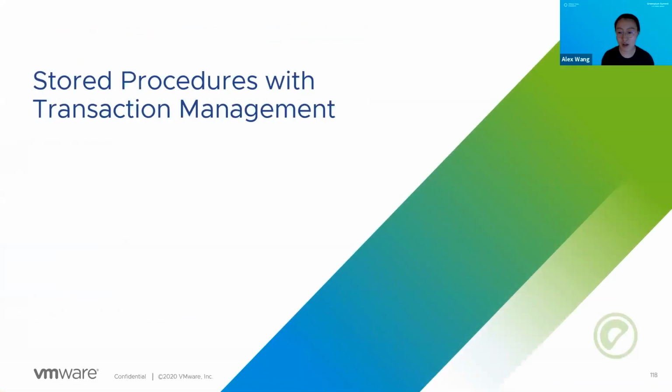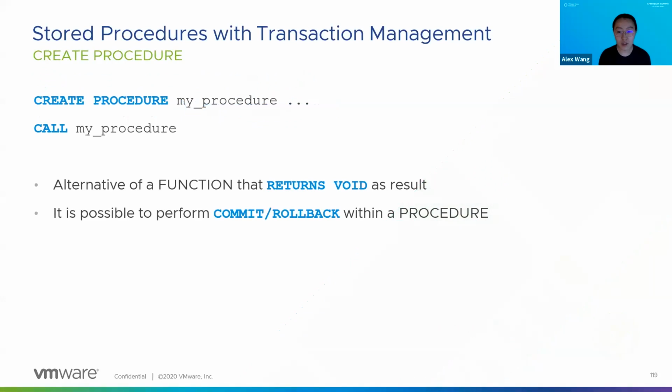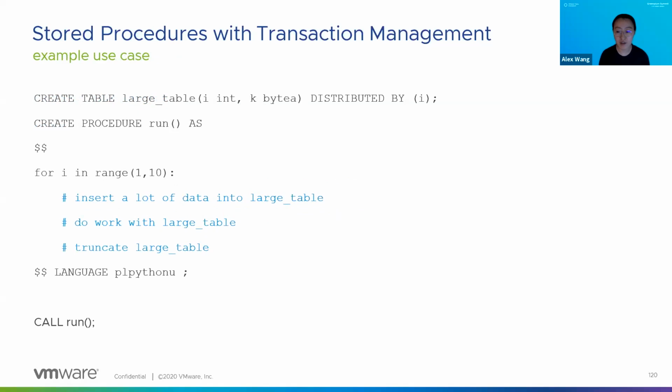And next, let's move on. This is the last feature I'm going to talk about, which is stored procedures with transaction management. So create procedure, my procedure, and call my procedure is now an alternative to creating a function that returns void. It also brings the possibility of performing commit or rollback transactions inside of a stored procedure. And in the next slide, we'll look at a use case. Say we have a large table and we want to create a procedure that has a for loop. And in each iteration, we insert a lot of data into the table and do some work with it. For example, we may use the table for some cool machine learning algorithms, and then we truncate the table when the work is done for this iteration.